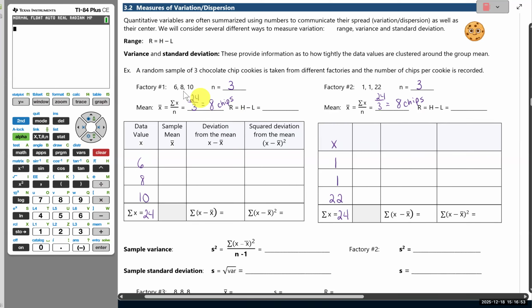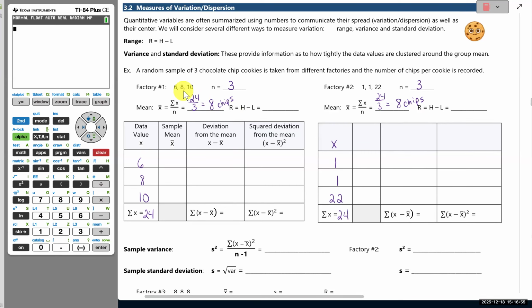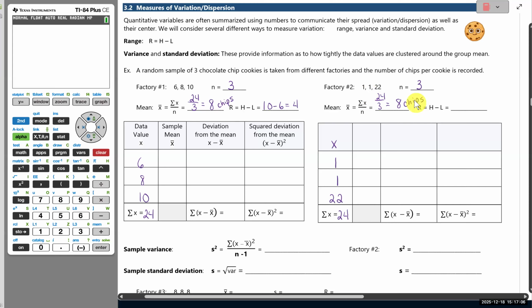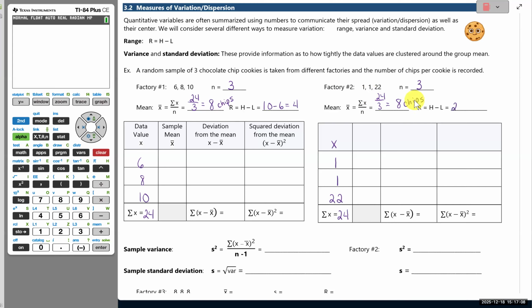Range is high minus low. In the first factory, 10 minus 6 is 4. So it's the spread between the highest and lowest value. And over here at factory number 2, the range would be 22 for the high, minus 1 for the low, so a difference of 21.